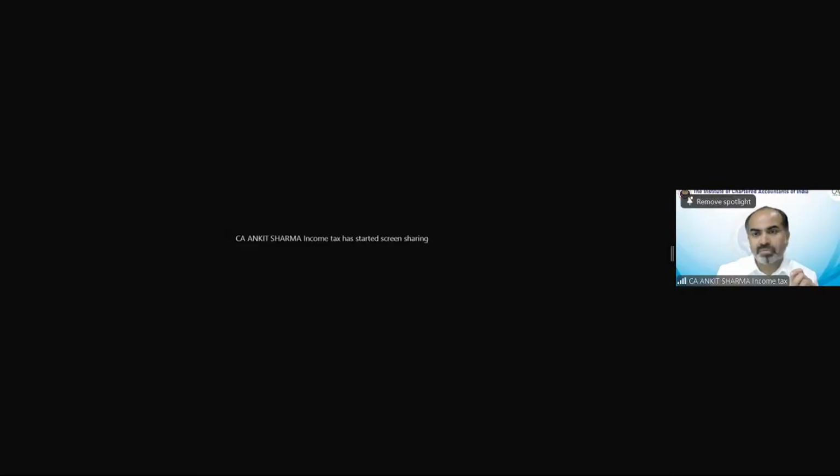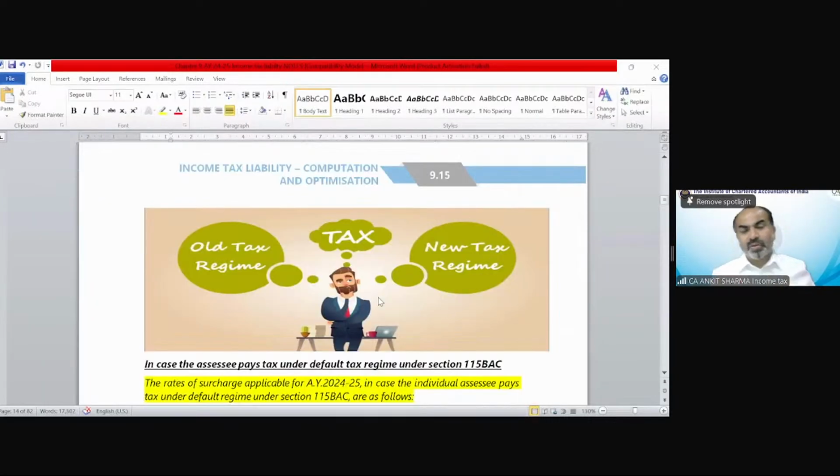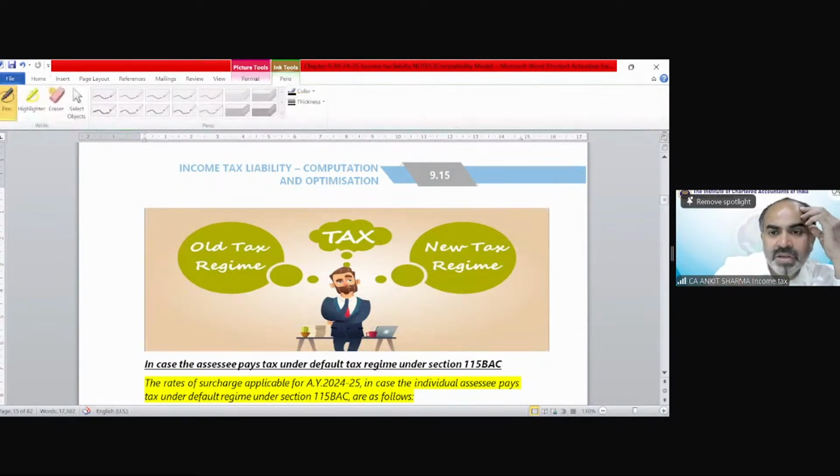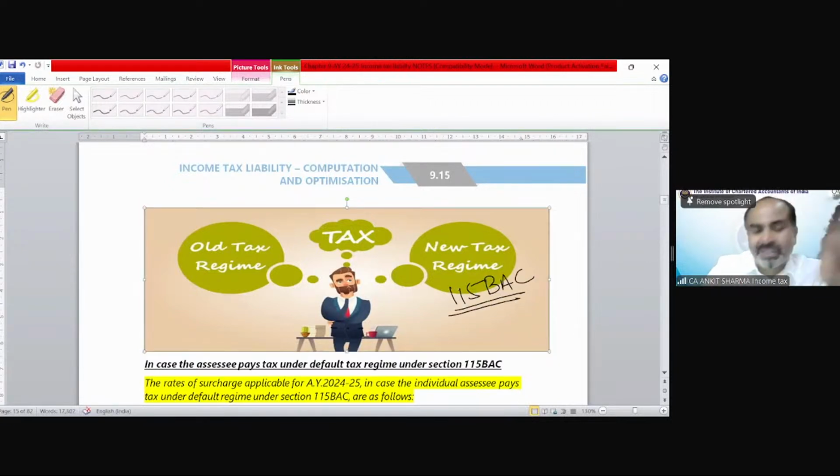Going back to the provisions we were discussing. It's a very complicated question, what we should apply. From the point of view of the assessee, it's very difficult to decide whether I should go for the new tax regime or opt for the old tax regime. Here, the old tax regime is technically the optional tax regime, and the new tax regime in this scenario, technically, we are talking about section 115BAC. This is the new tax regime in this picture, and the old tax regime is the optional tax regime.